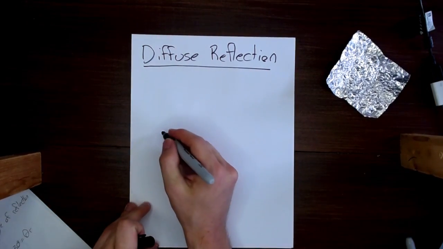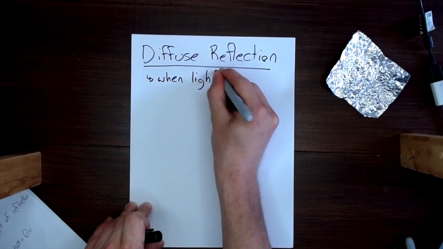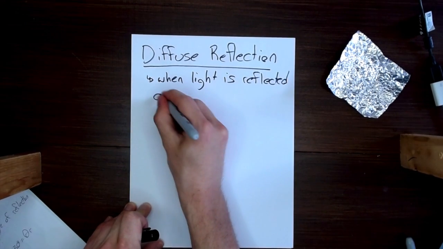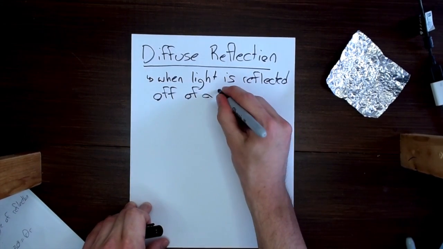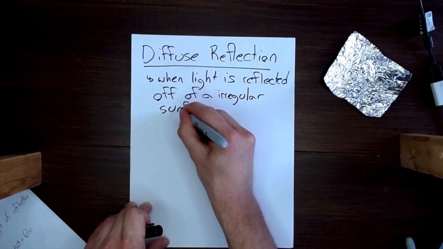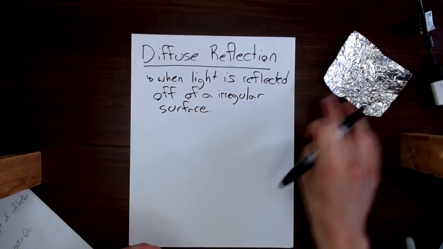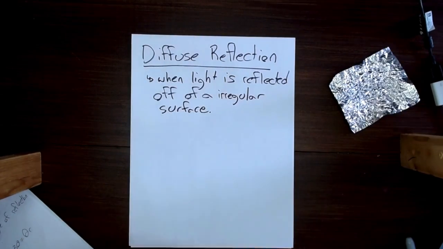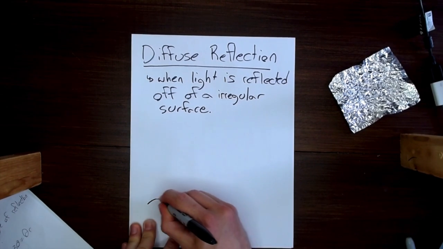So I'll say when light is reflected off of a, let's say, regular surface. Okay, now irregular is sort of an unclear word, but when I say that, I basically just mean not a nice smooth surface. An example of a not very nice smooth surface could be like this.